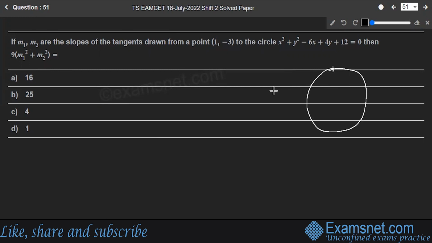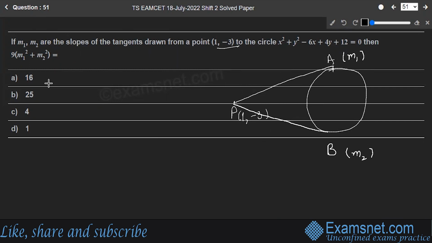Now, there is an external point P with the coordinates 1, comma, minus 3. I'll draw two tangents, A and B. So if M1 and M2 are the slopes of the tangents from this point, this one has the slope M1 and this one has the slope M2, from this point to this circle, then 9 M1 square.